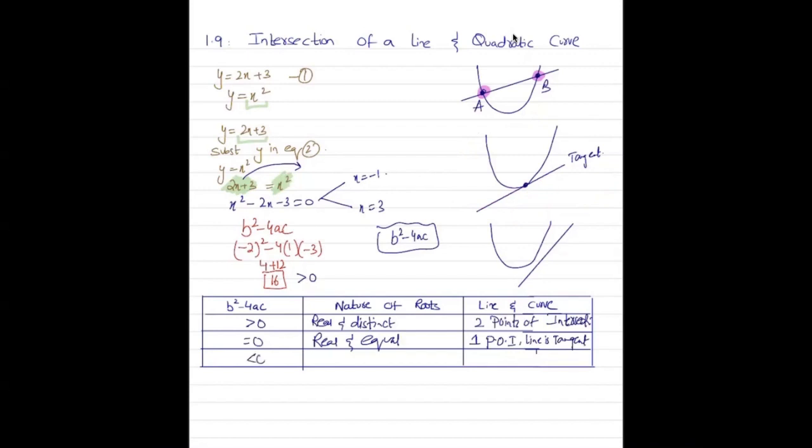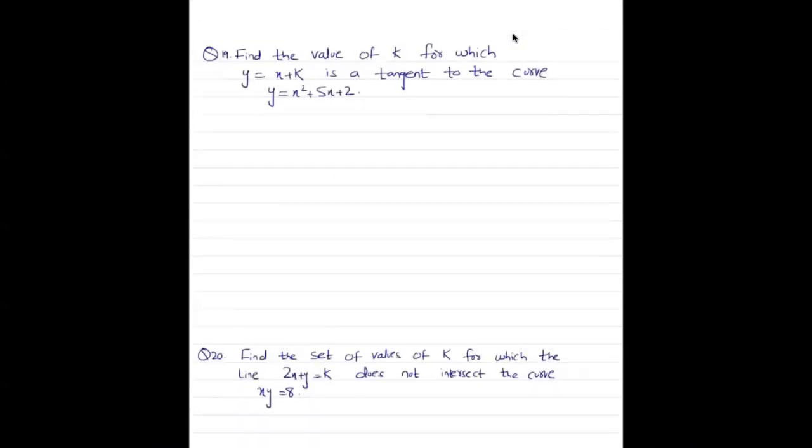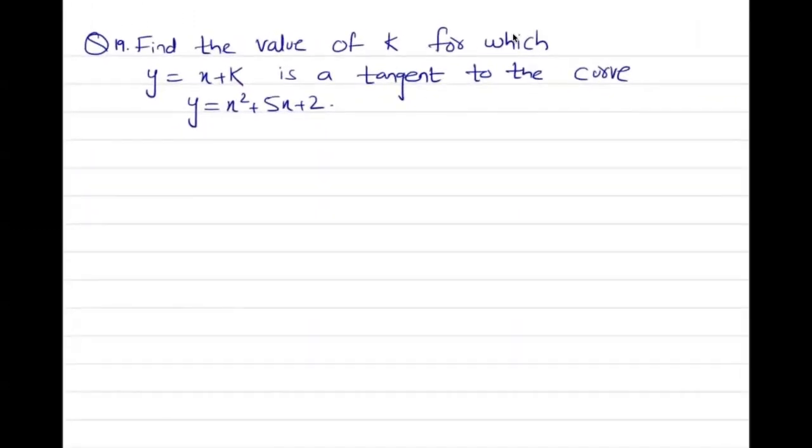And when the discriminant is less than 0, we have no real roots. This means that the line and the curve are not going to intersect, no intersection point. Is this making sense now? Yes, sir. Okay. So I want you to do this question with me.